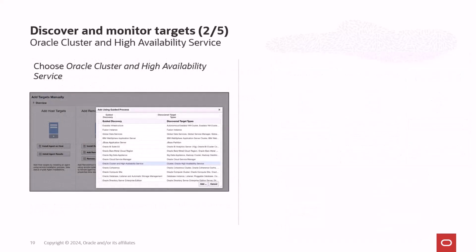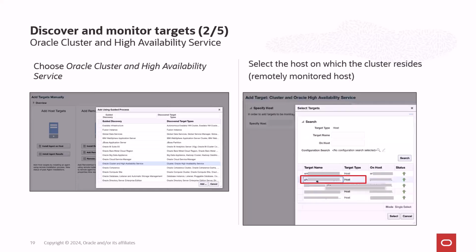Assuming we've already added or discovered the hosts of our databases, we now choose the Oracle Cluster and High Availability Service. Next, it will ask us to choose the host on which the cluster resides. Here we choose our host, which we've already added as a monitored host to the remote agent.